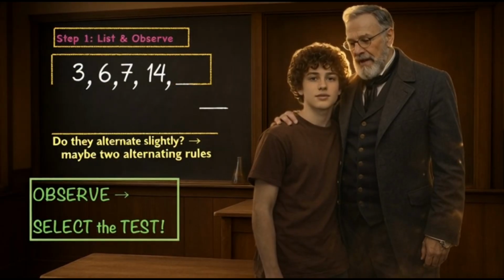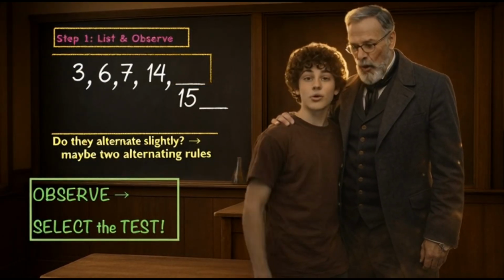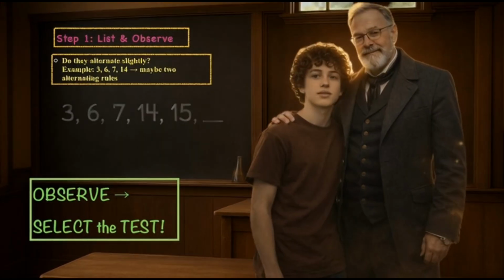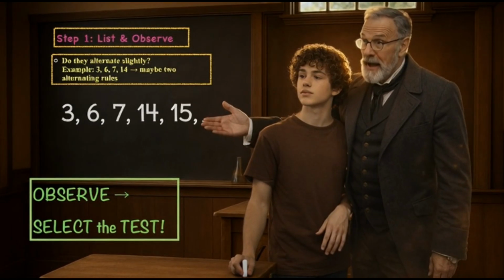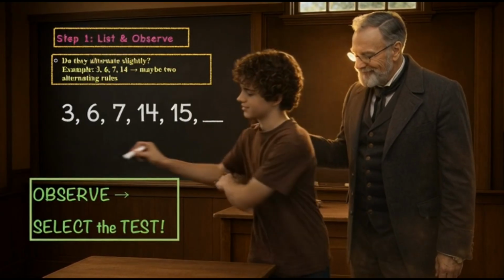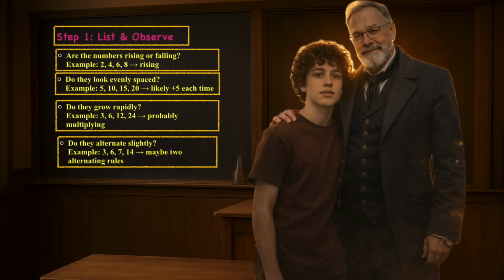If the pattern is multiply by 2, then add 1, what comes after 14? Add 1. The next number is 15. You have solved it. Recall the pattern, Jaden. Multiply by 2, then add 1. 14 plus 1 gave 15. So what happens next? 15 multiplied by 2? Precisely, alternating rules.